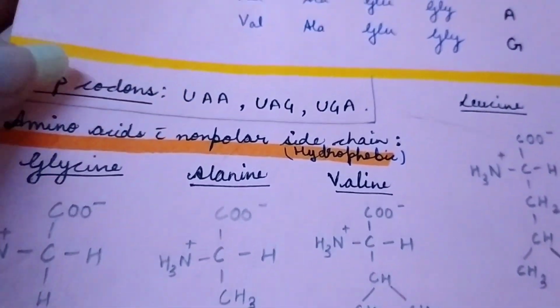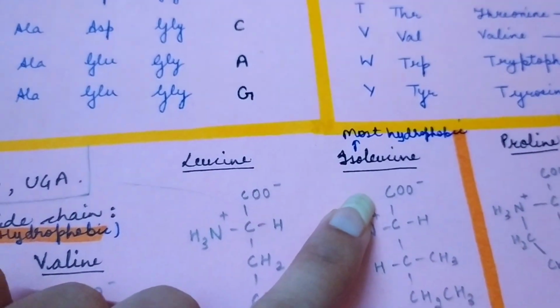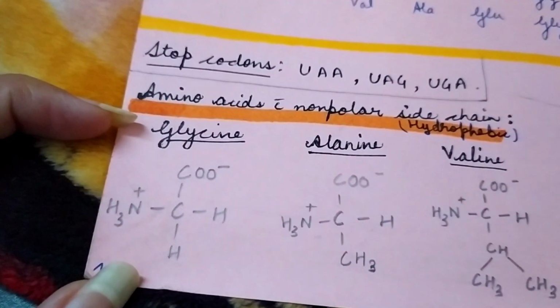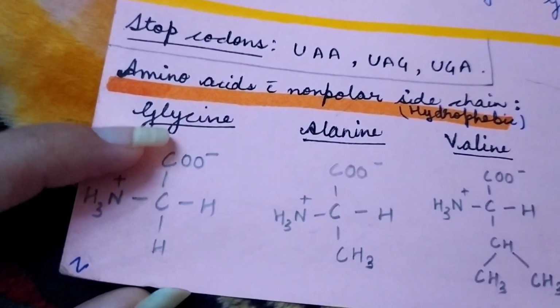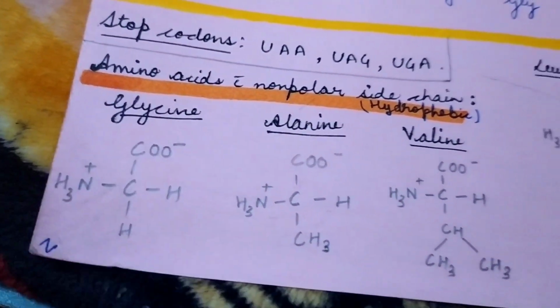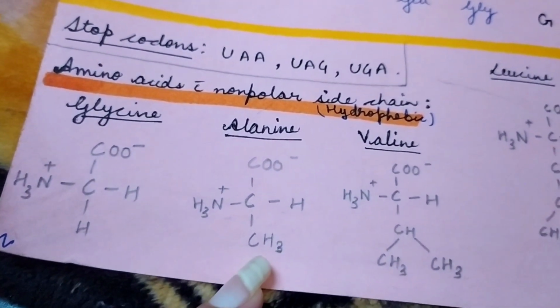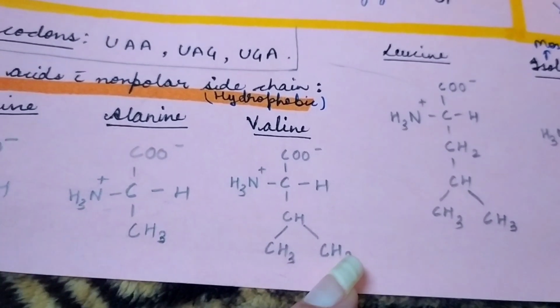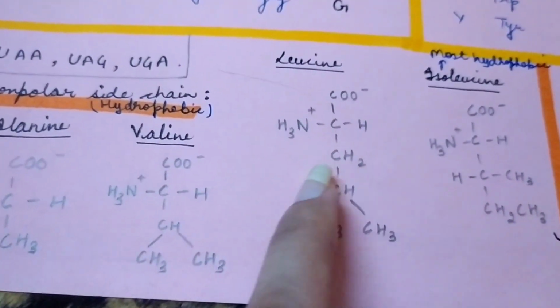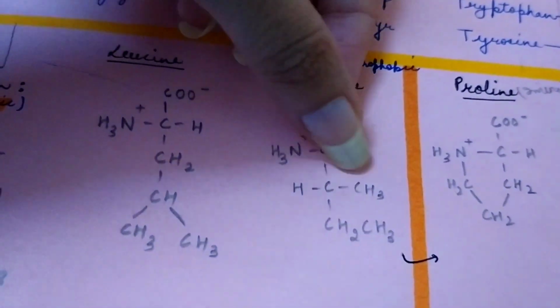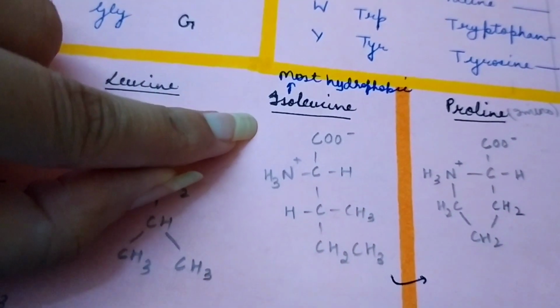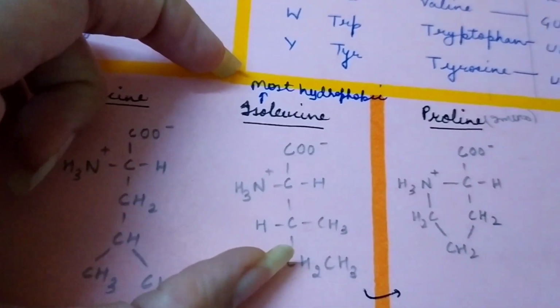And the most hydrophobic is isoleucine. Okay, so the non-polar ones start with glycine. The structure, after the zwitterion, is just H, COO, NH3. Add CH3, it's alanine. Then CH, CH3, CH3 is valine, and then just add CH2 in between, it becomes leucine. And C, CH3, CH2, CH3 is isoleucine, which is the most hydrophobic one.